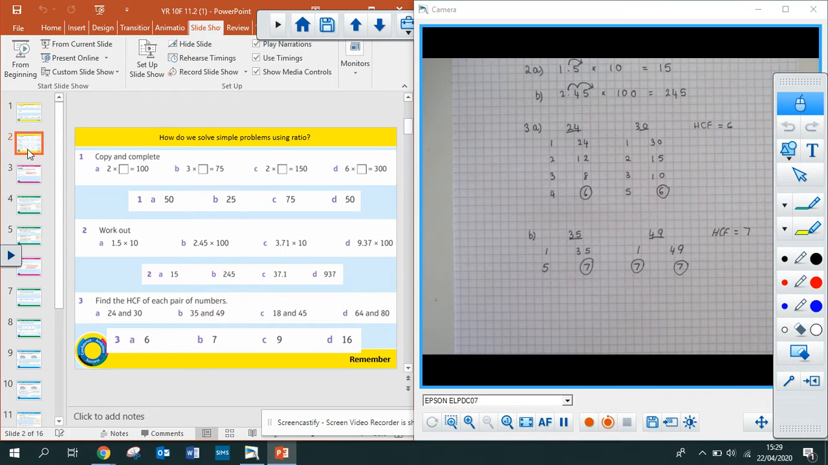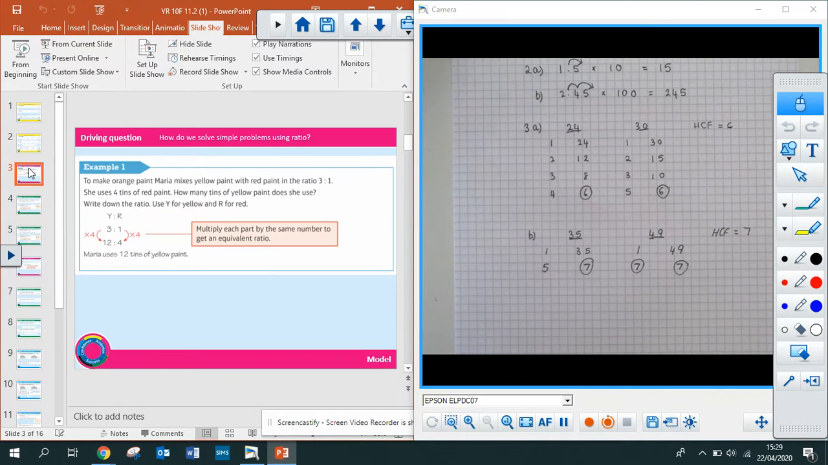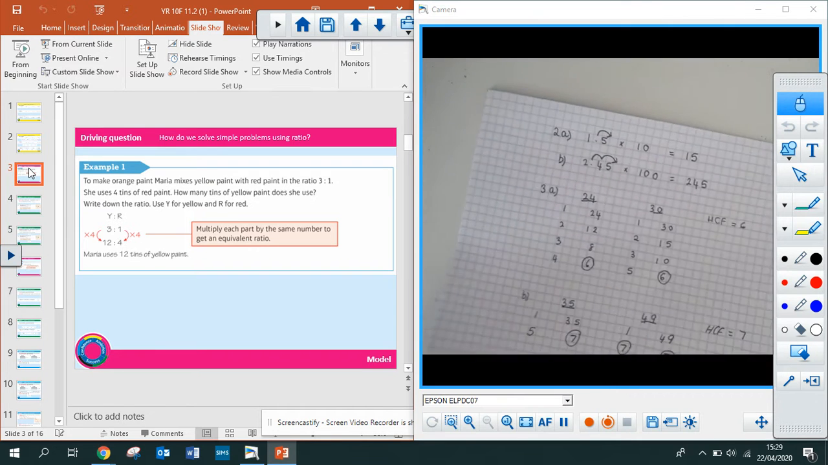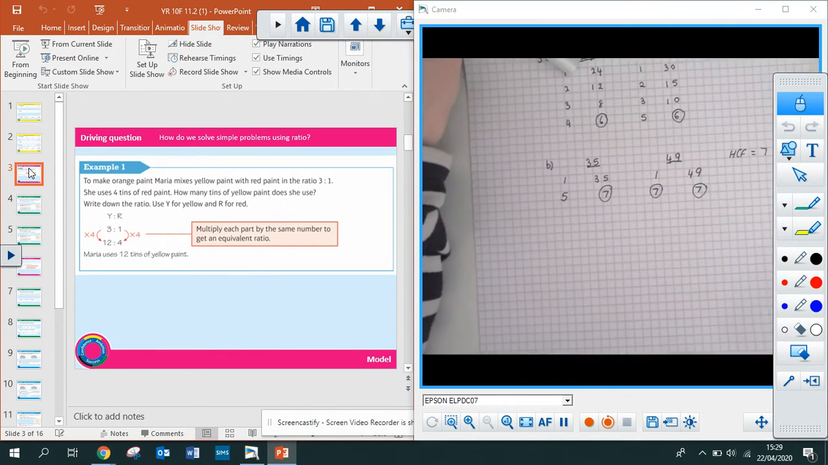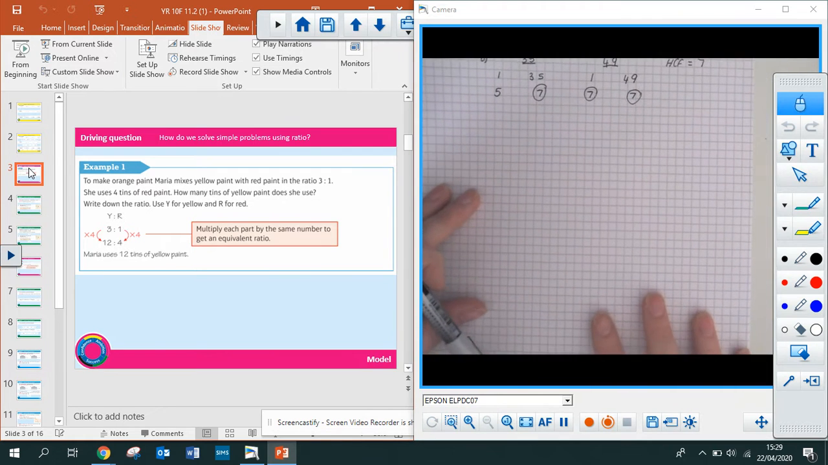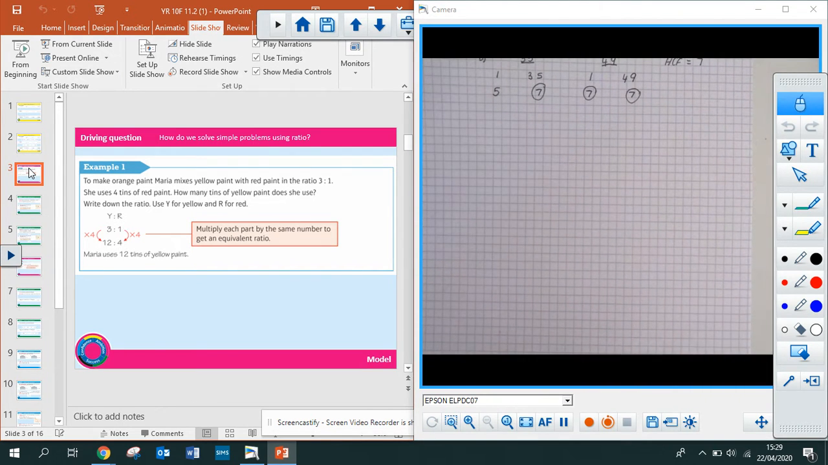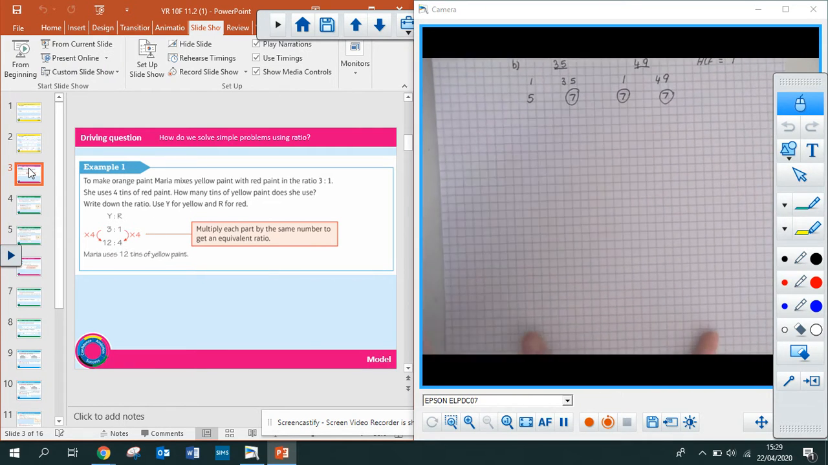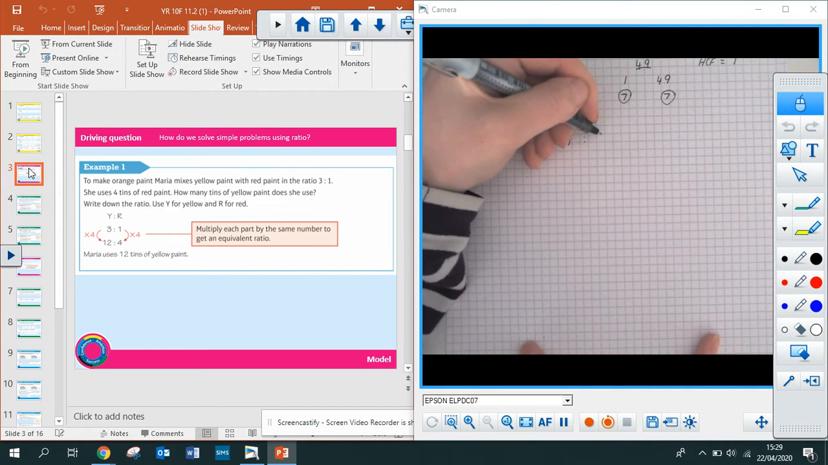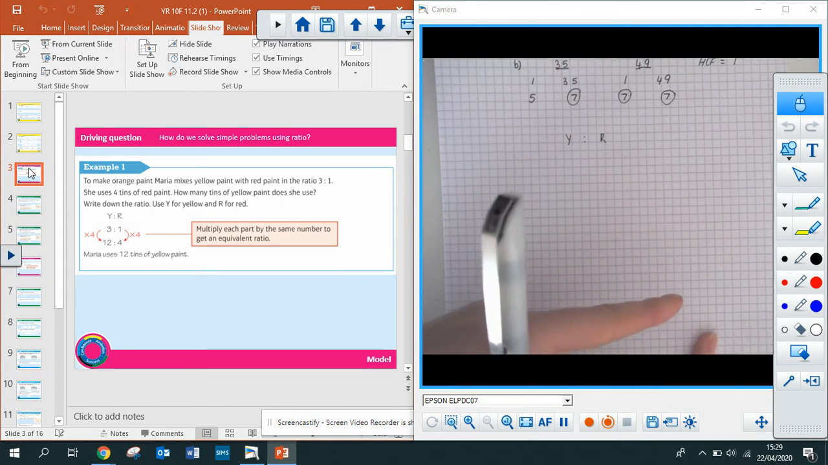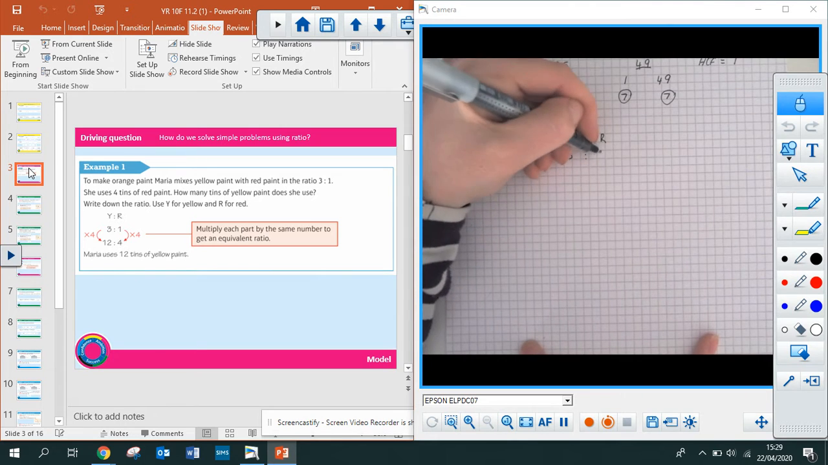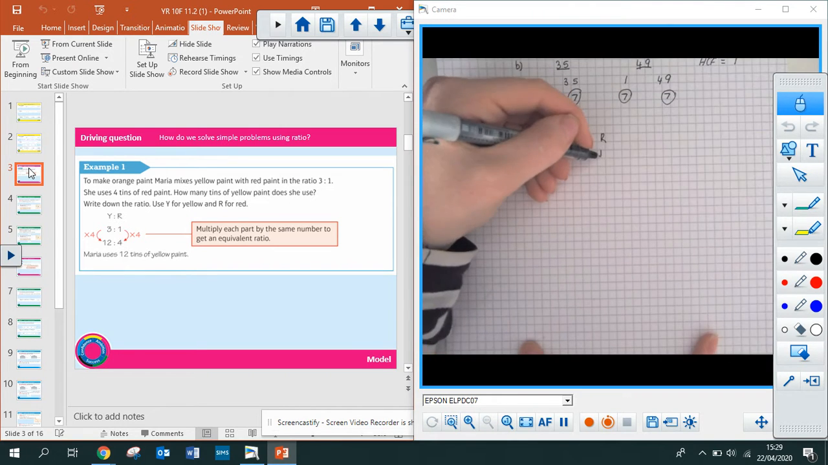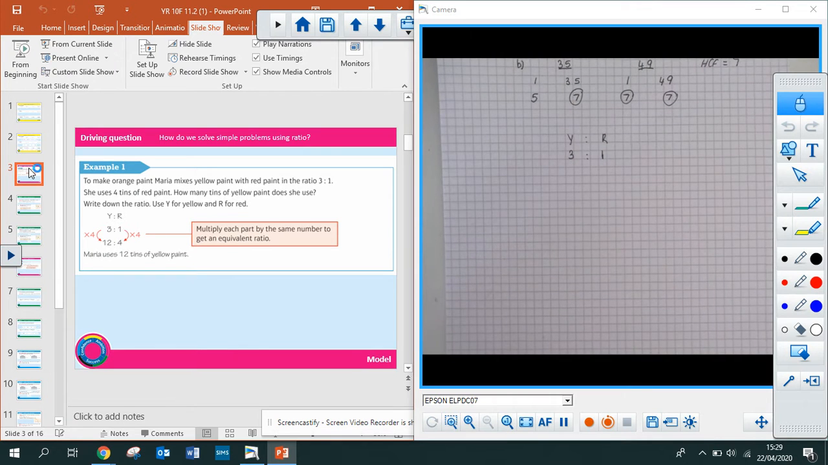Okay? Moving on to the main part of the lesson now. There's an example that they've given you there. I'm going to walk through that example on the split screen as well so you can see more practically how you do it. So it says, to make orange paint, Maria mixes yellow paint with red paint in the ratio 3 to 1. So the first thing I'm going to do is I'm going to write yellow to red. That's the order it's been given, so that's the order of the ratio. In the ratio 3 to 1. So I've just written out so far the information the question's given me. It then says she uses 4 tins of red paint, so how many tins of yellow paint does she use?